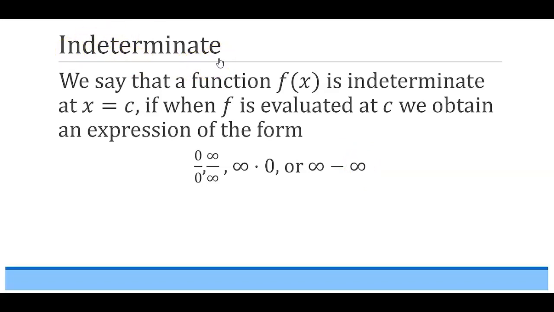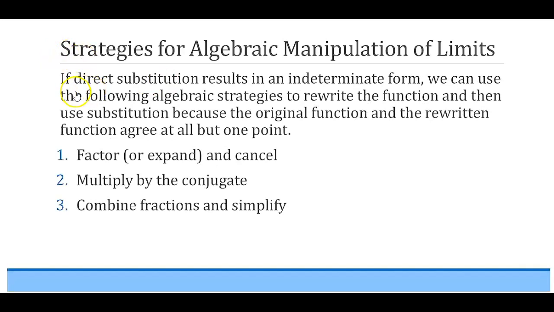So think about it as they cannot be determined. They don't really make a lot of sense. So 0 divided by 0, or even infinity times 0, like which one is it? Does infinity take over? Does 0 take over? These cannot be determined. So now, what are some of the strategies for algebraic manipulation of limits?